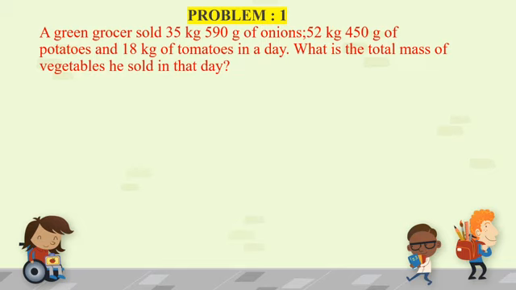Problem number 1. A greengrocer sold 35 kg 590 gram of onions, 52 kg 450 gram of potatoes and 18 kg of tomatoes in a day. What is the total mass of vegetables he sold in that day?